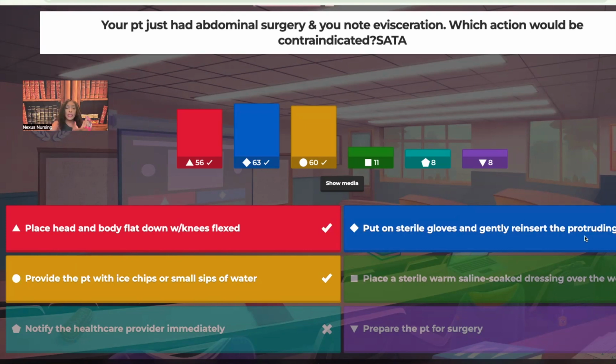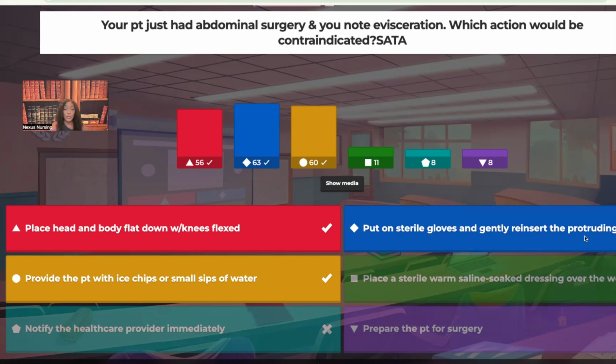Next, 60 of you guys chose this as a correct answer. Provide the patient with ice chips or small sips of water. That's right, that's contraindicated. We're not going to do that. Why? Because any patient that has evisceration is going into surgery. They're going to have surgery to get their guts back into the body the way it's supposed to be, right? And we know before surgery the patient's what? NPO. We're trying to decrease the risk of aspiration. So we're definitely not going to do any of those first three.